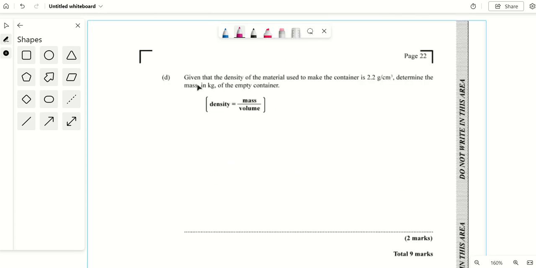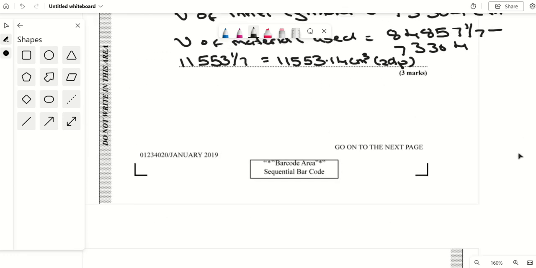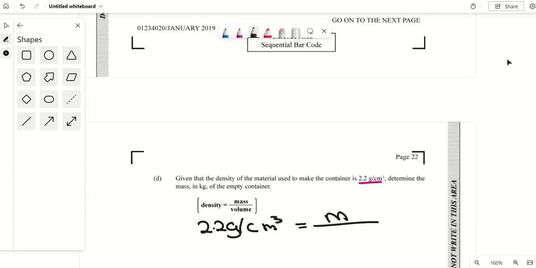Now do this question. Part D says, given that the density of the material used to make the container is 2.2 grams per centimeter cubed, determine the mass in kilograms of your empty container. We don't know the mass. We do know the volume of the material. Because we are using this answer above, we would not use decimals, but the exact answer.